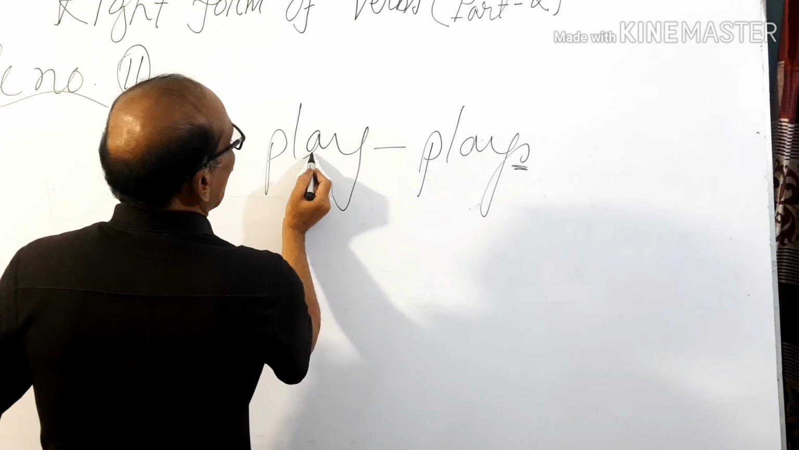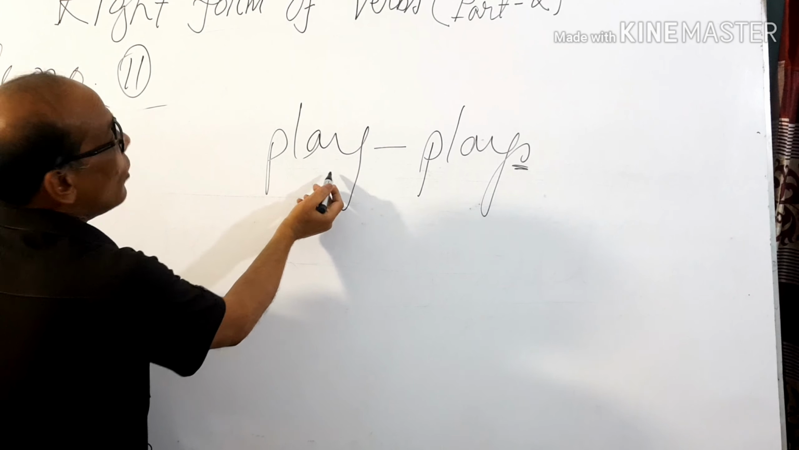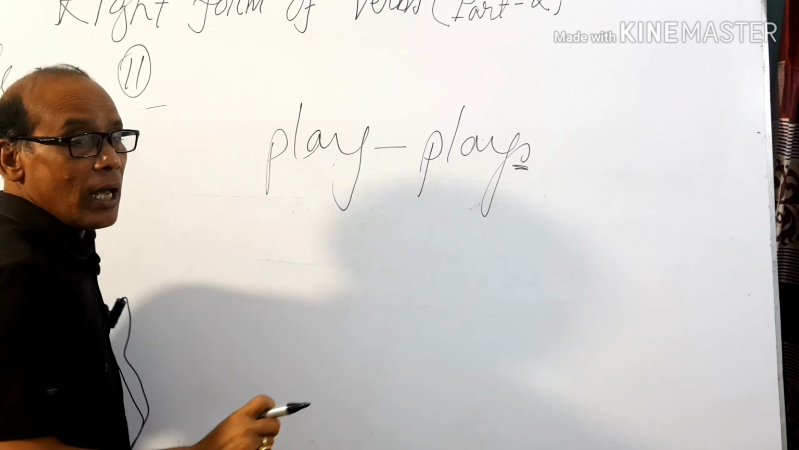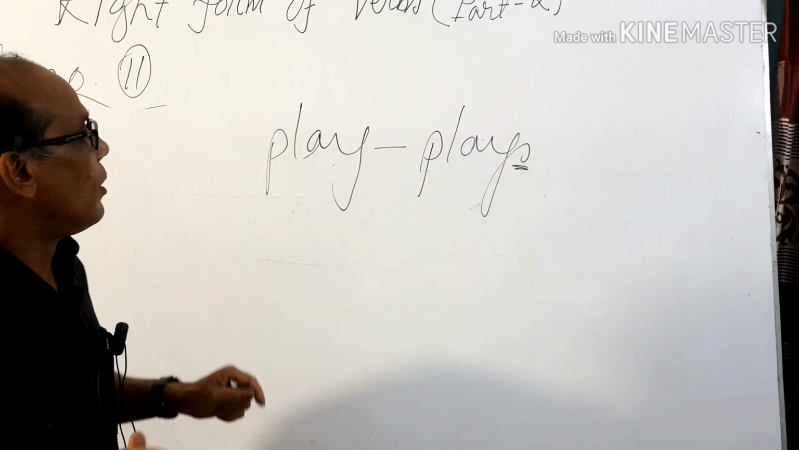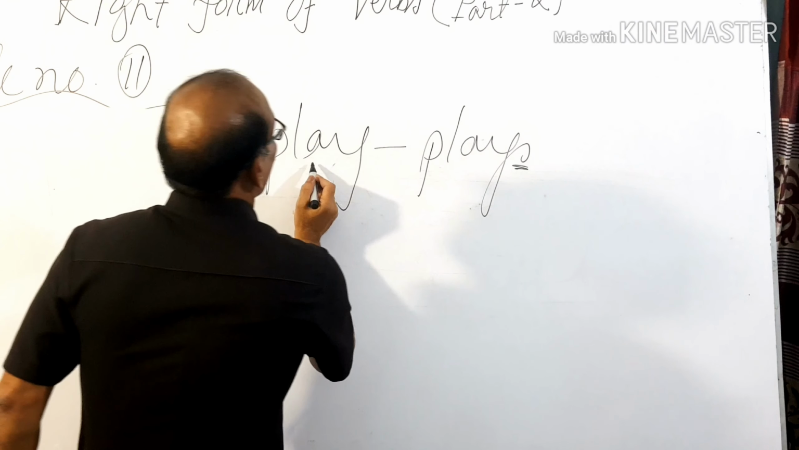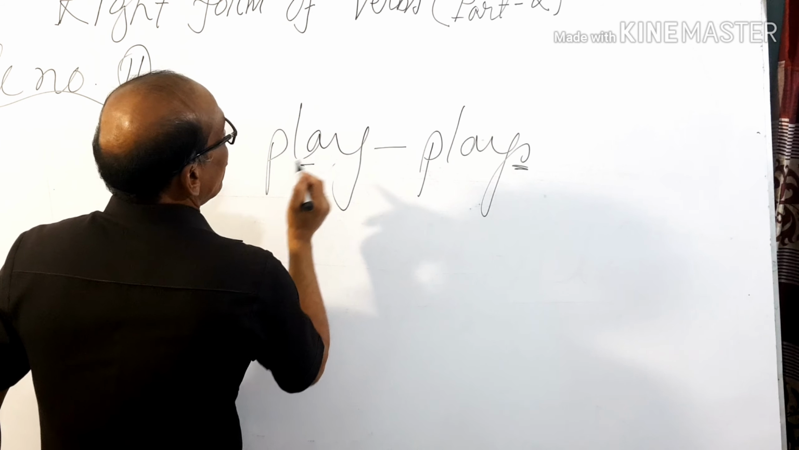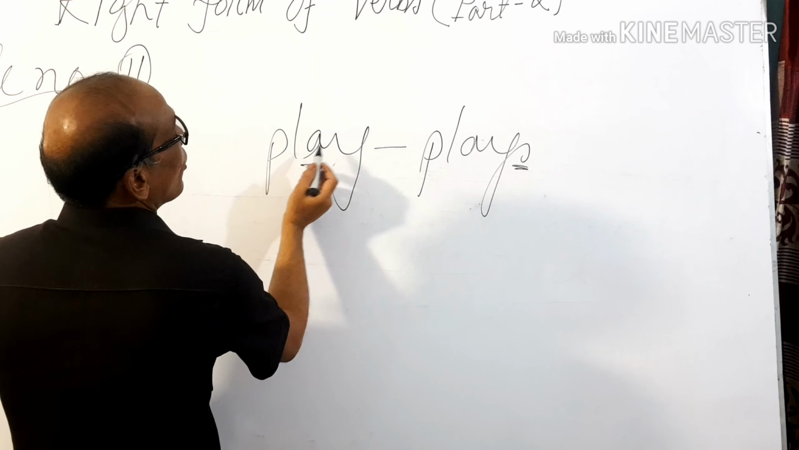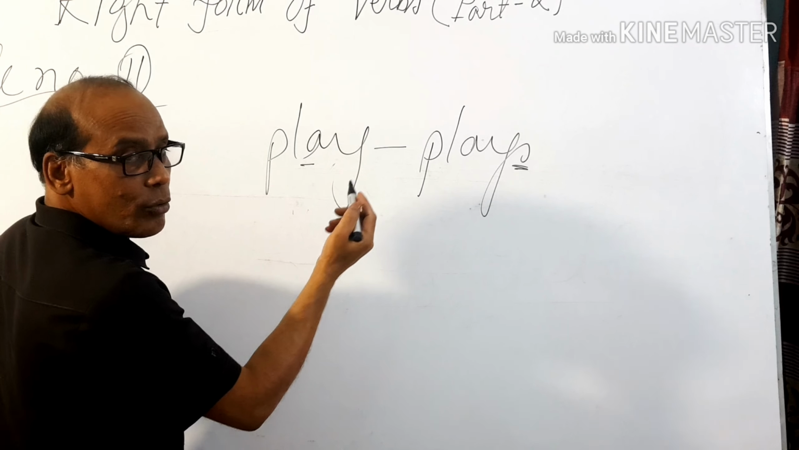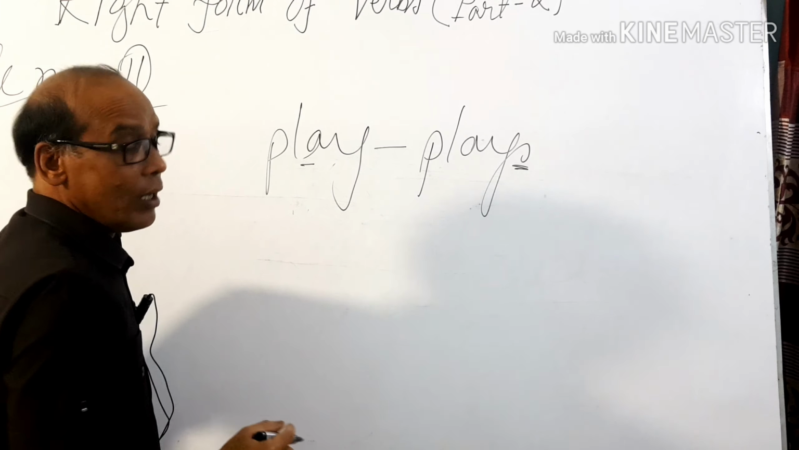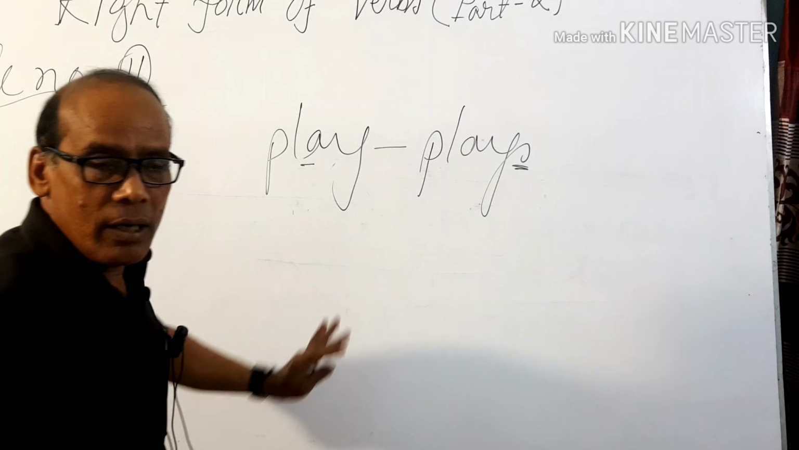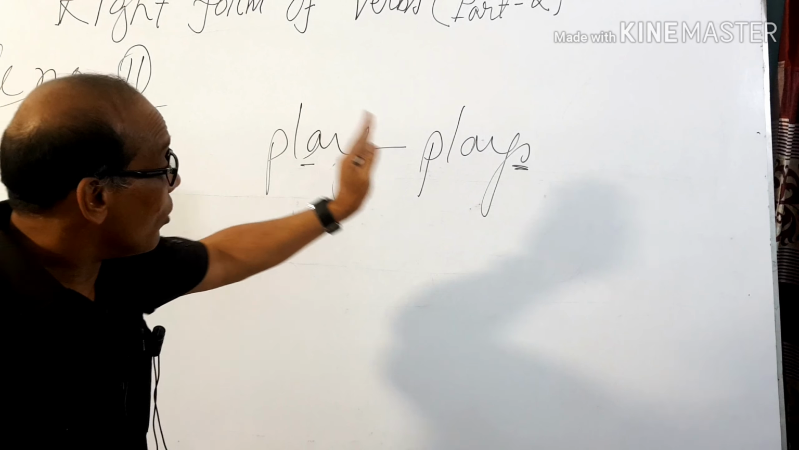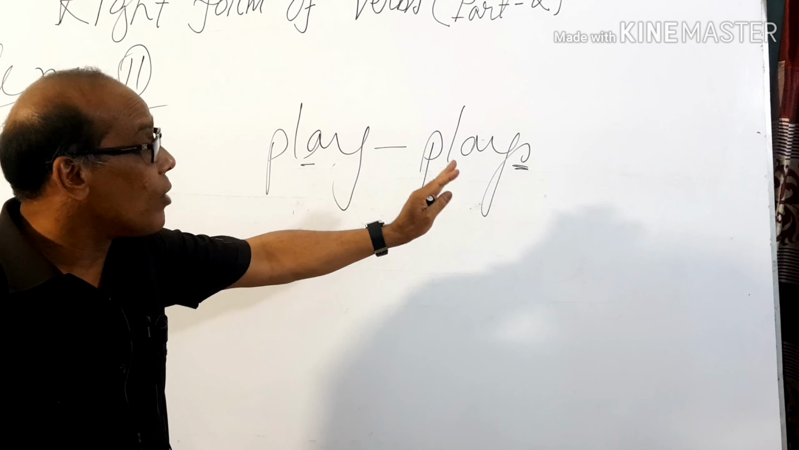Play, as the vowel is before the y. We know the vowels are A, E, I, O, U. So here you see y is preceded by a vowel, not a consonant. So the previous rule is not applicable here. Here we will add only s. Y will not be changed. We will add only s.